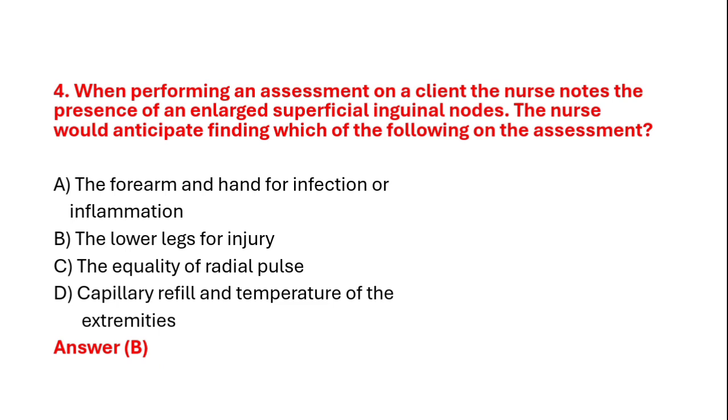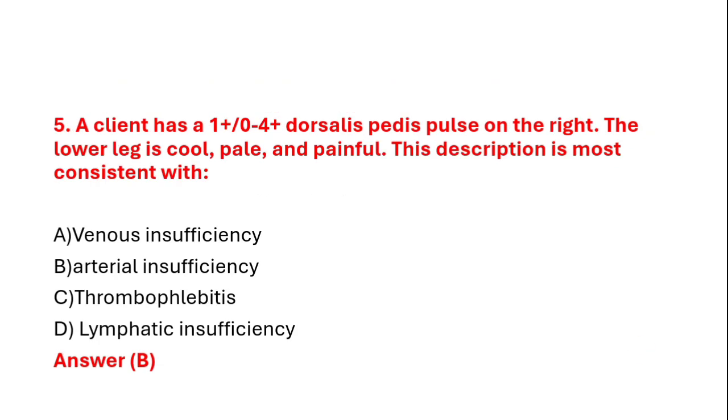Question number 4, when performing an assessment on a client, the nurse notes the presence of an enlarged superficial inguinal nodes. The nurse would anticipate finding which of the following on the assessment? Option A, the forearm and hand for infection or inflammation. Option B, the lower legs for injury. Option C, the equality of radial pulse. Option D, capillary refill and temperature of extremities. Correct answer is option B, the lower legs for injury.